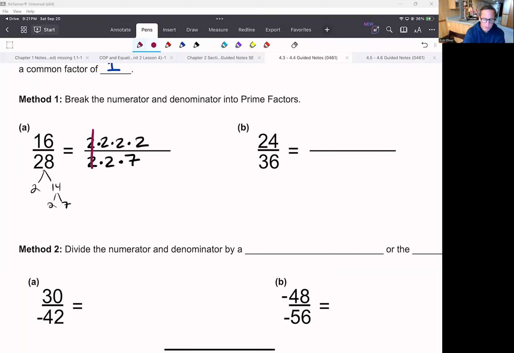That pair of twos cancel. This pair of twos cancel. No more twos to cancel. So you have two twos left here and you have 7. So what does that turn into? That turns into 4 over 7. That simplifies to 4/7. Okay.